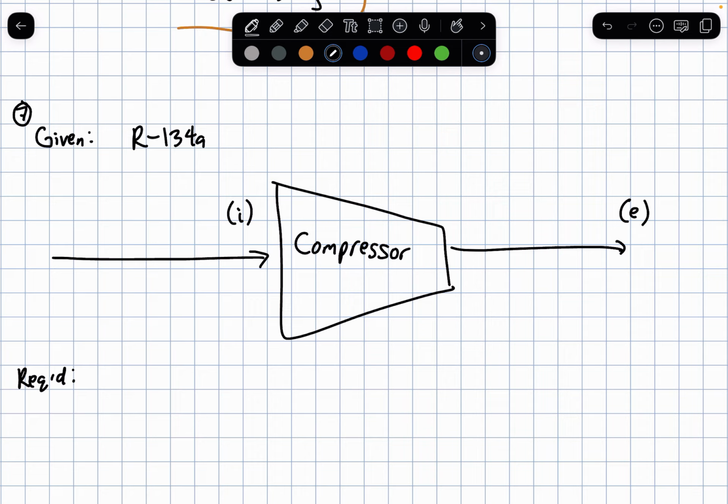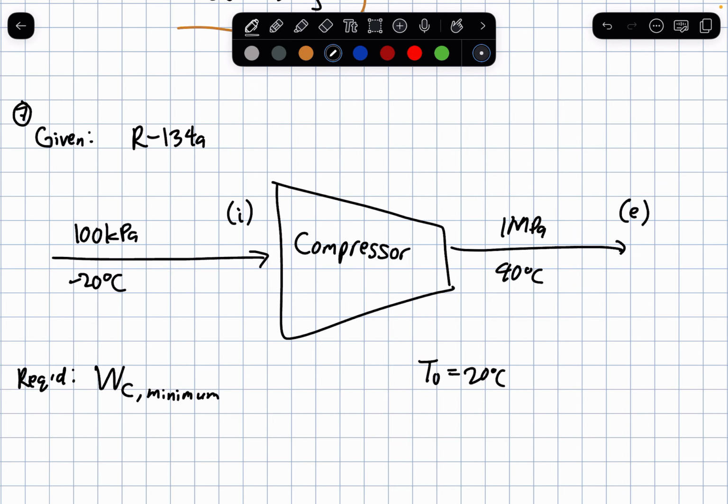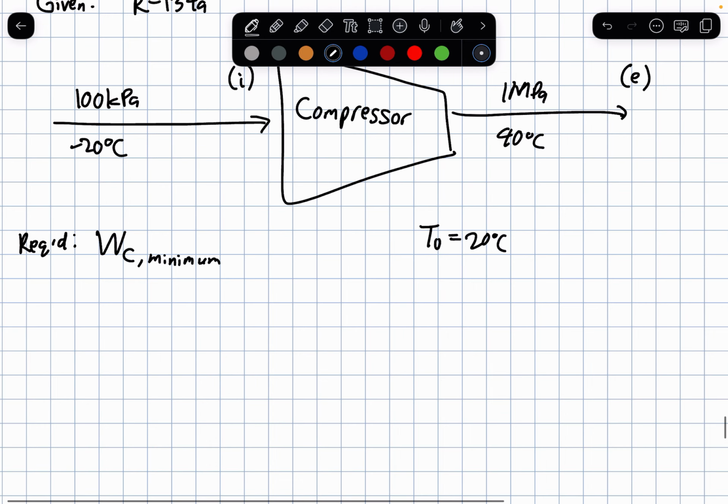So for the given, a compressor in a refrigerator takes refrigerant R134A in at 100 kilopascal, negative 20 degrees Celsius, compressed to 1 megapascal, 40 degrees Celsius. So we are given room temperature, 20 degrees Celsius. Required is the compressor work minimum. This is, in other words, the ideal reversible work or isentropic work.